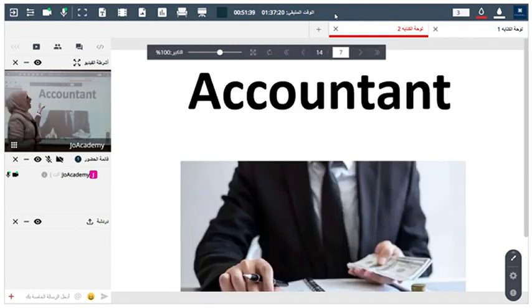Accountant. An accountant is a person who has to work with coins, with money, with the financial contracts, okay? A person who counts money, or especially a person who works in a company or in a bank, and he does a lot of financial records. So, accountant.